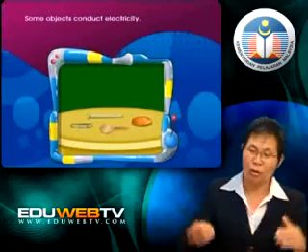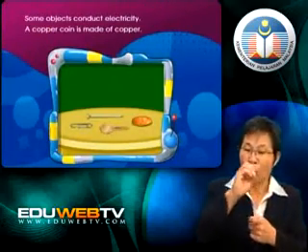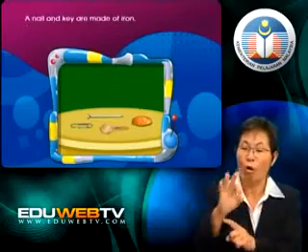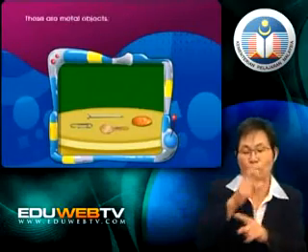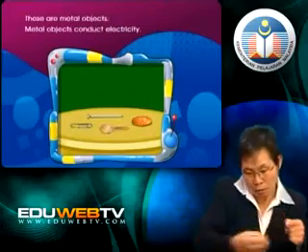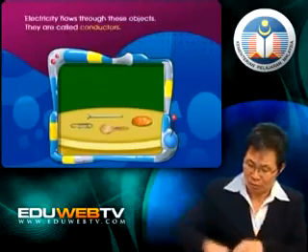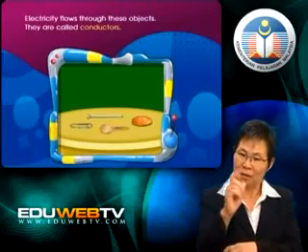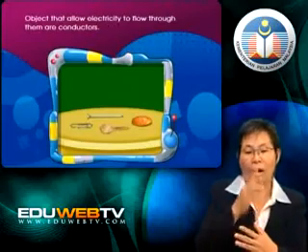Some objects conduct electricity. A copper coin is made of copper. A nail and key are made of iron. A silver spoon is made of silver. These are metal objects. Metal objects conduct electricity. Electricity flows through these objects. They are called conductors. Objects that allow electricity to flow through them are conductors.